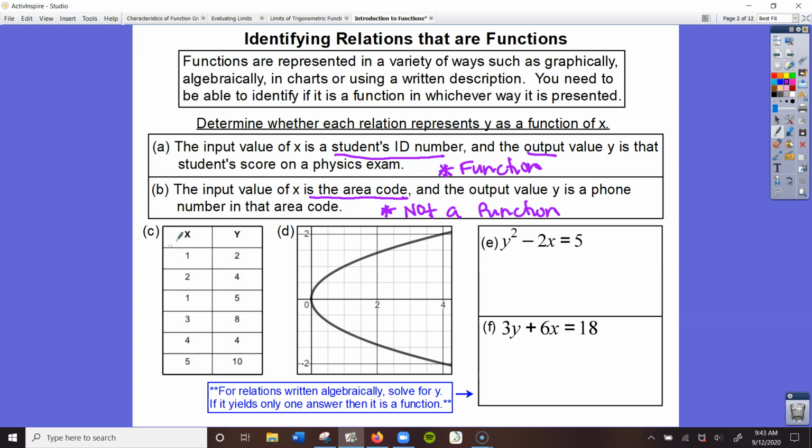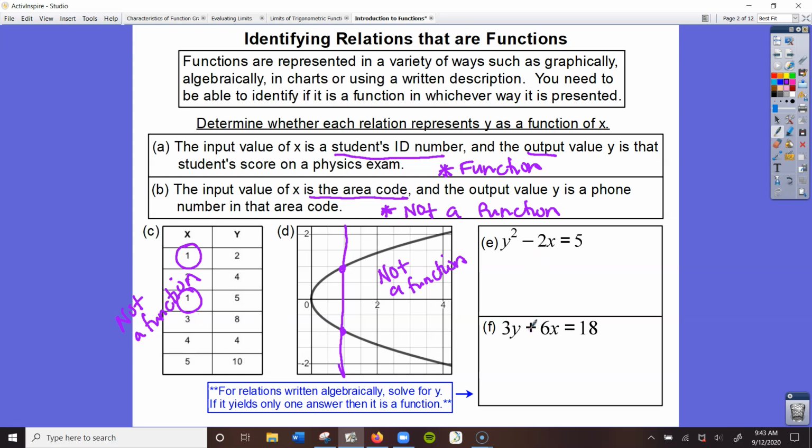For this chart here, charts and graphs are easier to determine if they're functions because we're just going to look at the x values. And we see here that these x values repeat. Therefore, C is not a function. For D, if I were to draw a vertical line, we see that we pass through these 2 points. And since it's passing through 2 points, D is not a function because it fails that vertical line test.